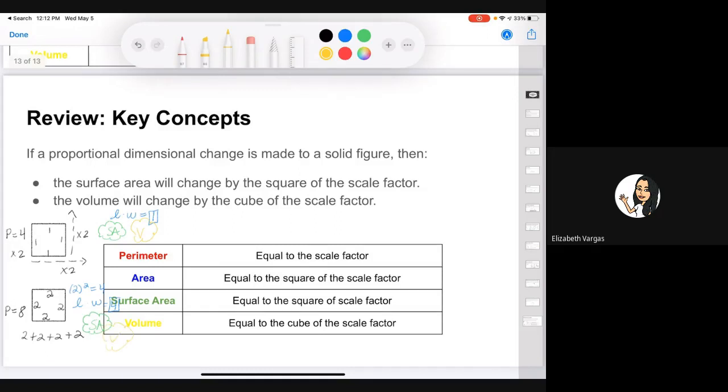And so basically what all this is saying is, if for some reason I were to change my dimensions, change my sides, how would that affect my perimeter? How would it affect my area? How would it affect my surface area? And how would it affect my volume? And it's telling you exactly how it would be affected.